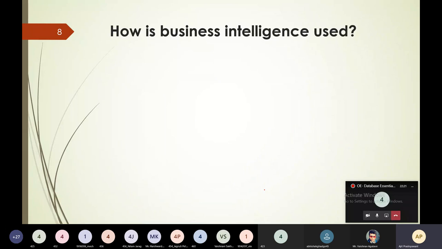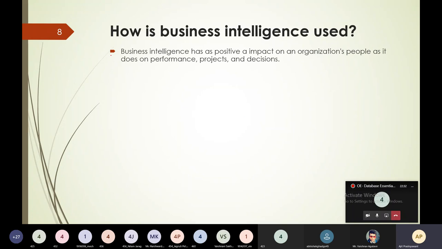Next is, how is business intelligence used? Business intelligence has a positive impact on an organization's people, as it does on performance, projects, and decisions.